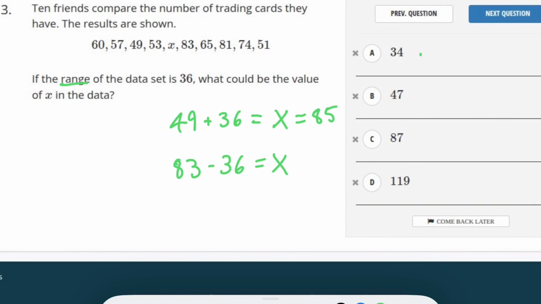So that is none of these answers. So we know it's not 85. So we could cross this out. Our answer is not 85. Next, we have 83 minus 36. 83 minus 36 is 47. This is 47. So B is our answer.